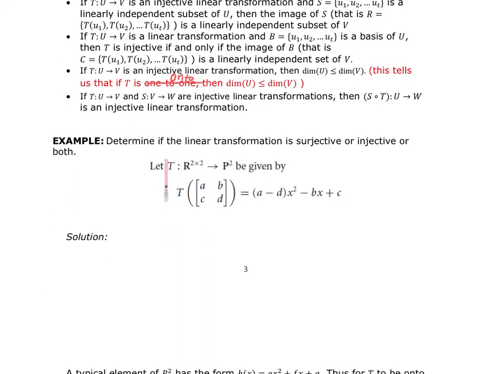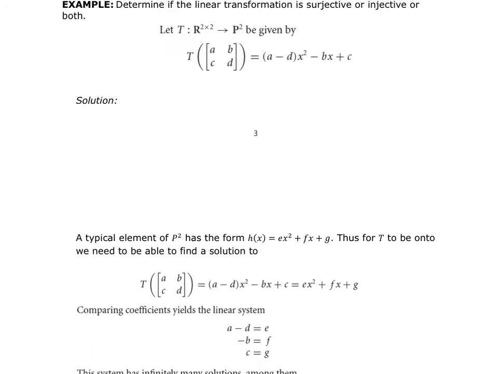Determine if the linear transformation is surjective, injective, or both, which means it is bijective. So here's my linear transformation, and it's given by this. I'm going to start out with a 2 by 2 matrix, and when I get done, this is what I'm going to do to it, so that it is (a - d)x squared - bx + c. Now I'm trying to determine whether it's surjective, injective, or both.